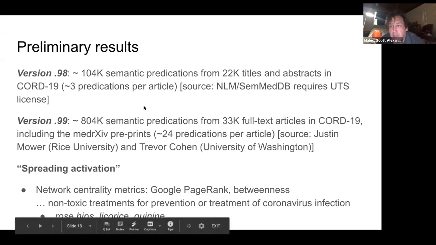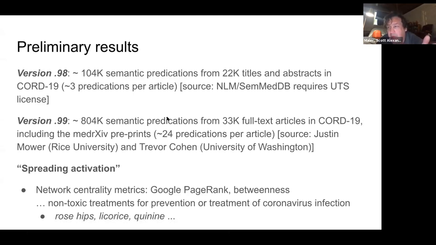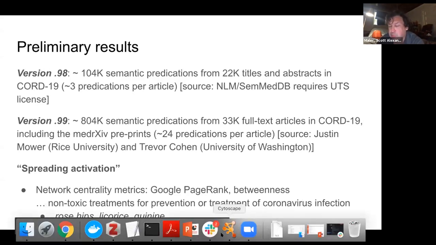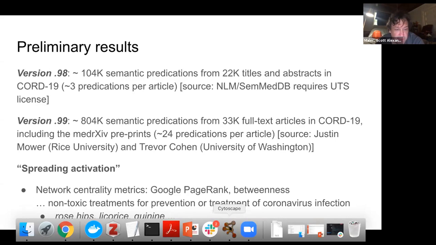My two colleagues at Rice University and the University of Washington ran Semrep over the full text CORD-19 corpus, and they extracted 804,000 semantic predications. I had some questions for them, and I'm waiting to hear back about whether they did anything special in processing those. Otherwise, I would have a few more details.